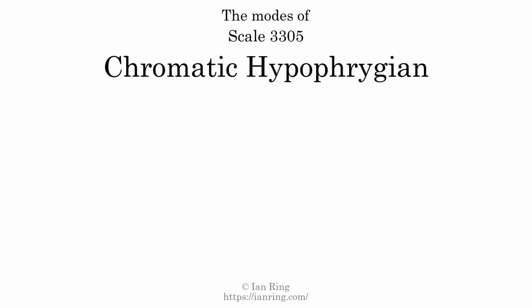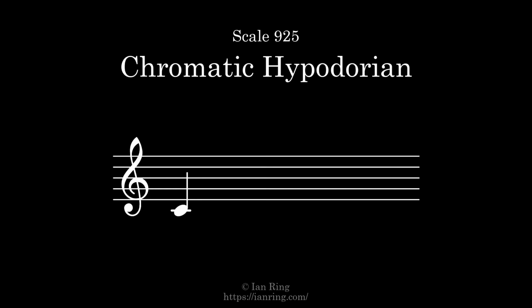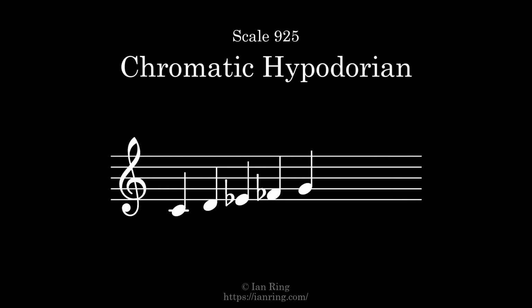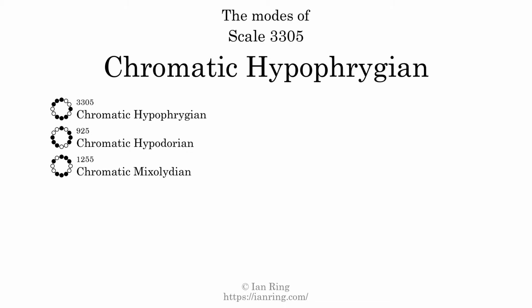This scale has 7 modes. The first mode is itself. The second mode is scale 925, also known as Chromatic Hypophrygian. It sounds like this. The third mode is scale 1255, also known as Chromatic Mixolydian. It sounds like this.